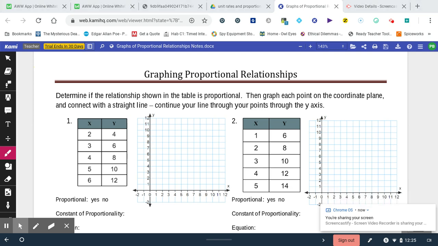All right, in this lesson, we're going to be looking at graphs of proportional relationships and also graphing them to see what we can learn about them. So we'll go ahead and get started.